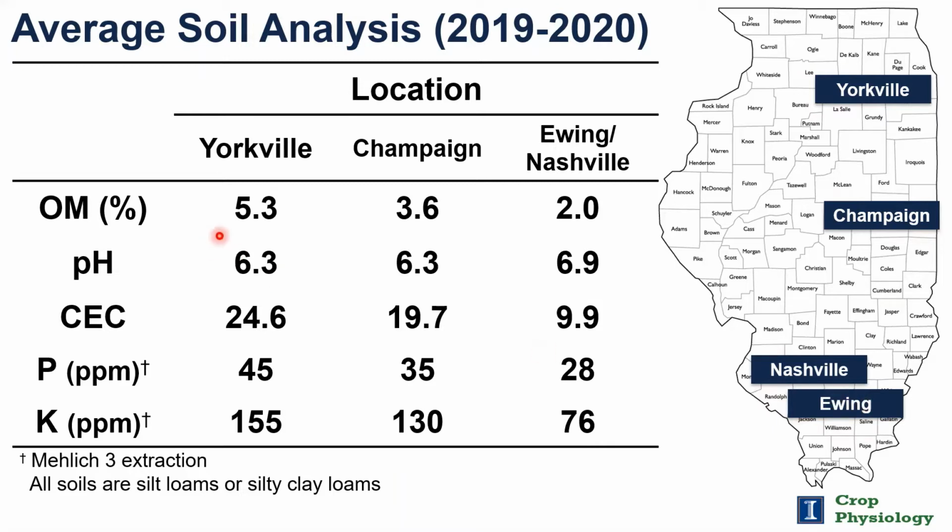But you can see that the fertility levels change drastically as we go from north to south across our state. Very high OM as well as P and K levels in Northern Illinois. And then that slowly goes down as we move south, and we're on some lighter soils, 2% organic matter in Nashville. We're still above critical levels, 28 parts per million P. And then we're a little low, 76 parts per million K. But this allows us to take multiple comparisons across environments within 1 year.